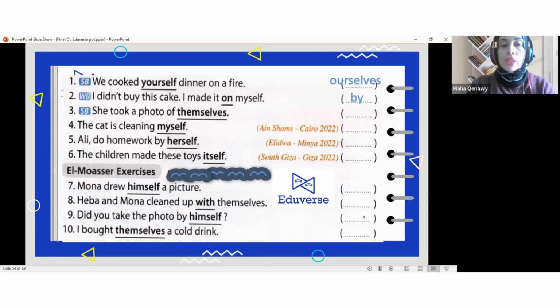She took a photo of herself. The cat is cleaning itself because it's non-human. Ali, do your homework by yourself, please. The children made these toys themselves. Mona drew herself a picture. She drew a picture for herself, of herself.